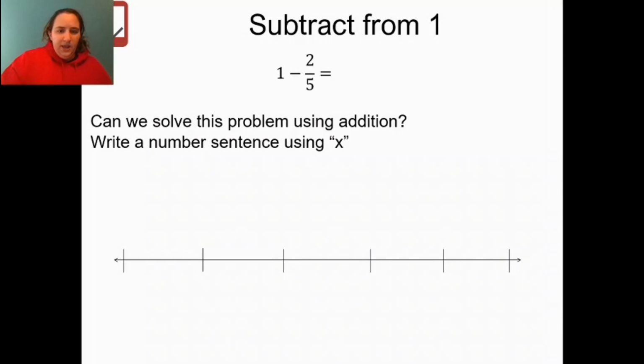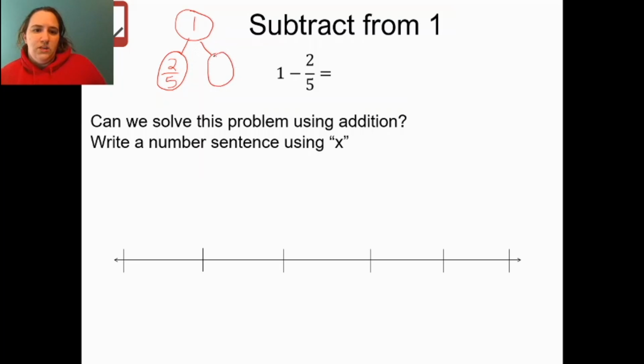Alright, so we have 1 minus 2/5. Can we solve this problem using addition? Hint, yes we can. So let's go ahead and do it, and we're going to write a number sentence using x. I also wanted to show you this as a number bond. So if you had this as 1 whole, and we're breaking this into 2/5, we need to know, what do you have to add to 2/5 to get to 1 whole?